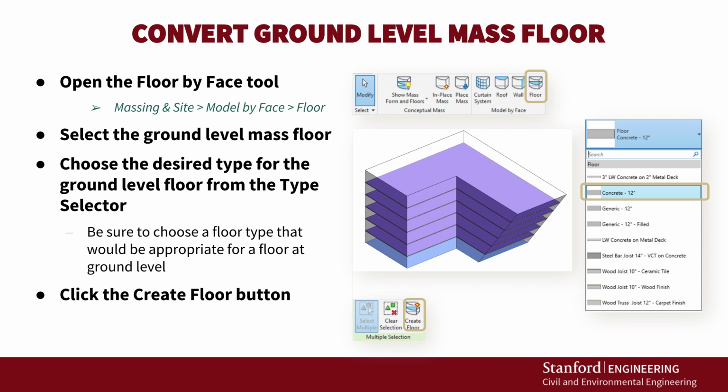Next, you can choose the desired floor type for that ground level floor from the Type selector, and you should be sure to choose a floor type that would be appropriate for a floor at the ground level. So you'll see in this example, I'm choosing the concrete 12-inch floor, which would be appropriate for a slab on grade, as opposed to the lightweight concrete on a metal deck, which would be appropriate for an upper level floor. So choose a good ground floor type, and then you can click the Create Floor button, and that floor will be created on the ground level for you.